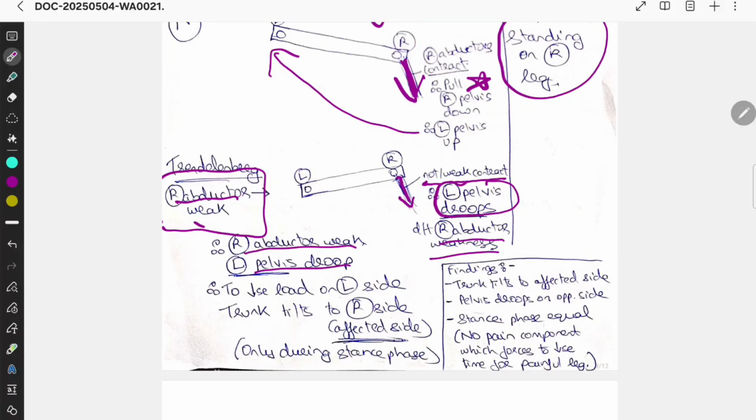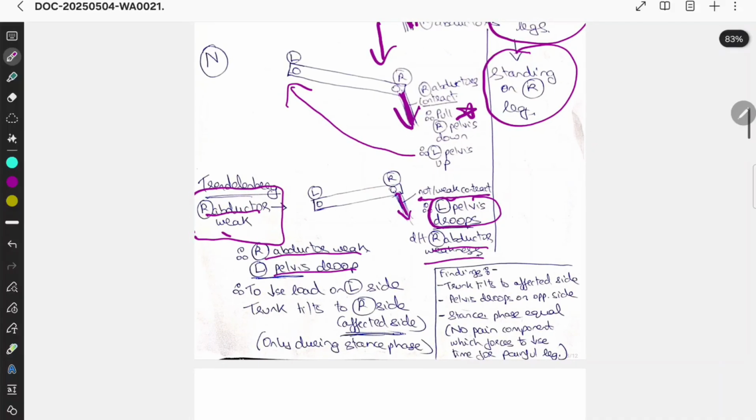Okay, so when the left side pelvis droops, the left side body droops. To decrease the load on the left side, the trunk tilts towards the right side, which is the affected side. Okay, affected side is the right side.